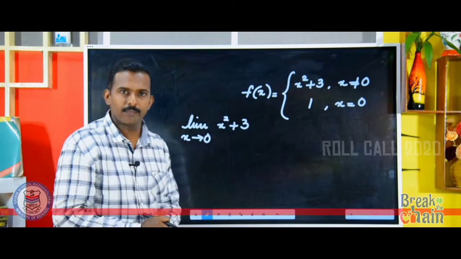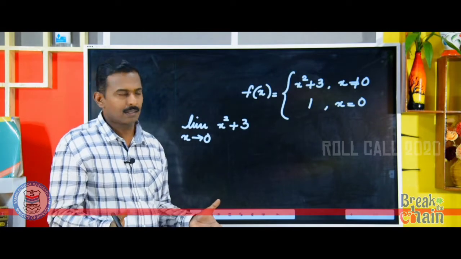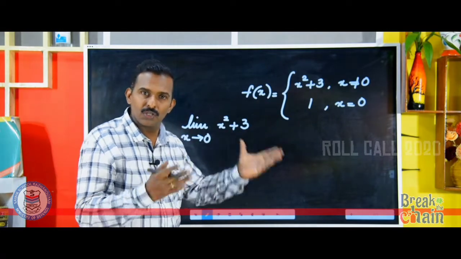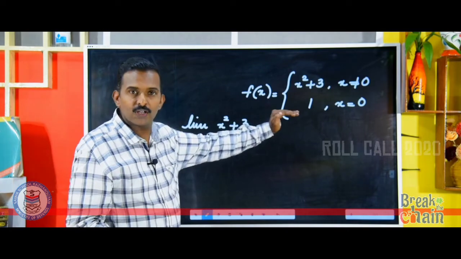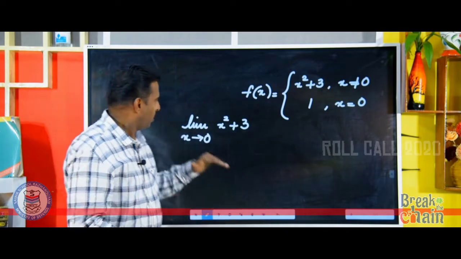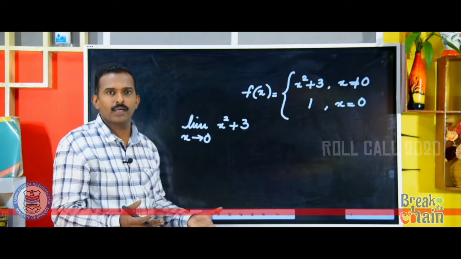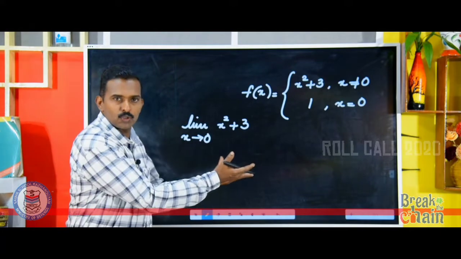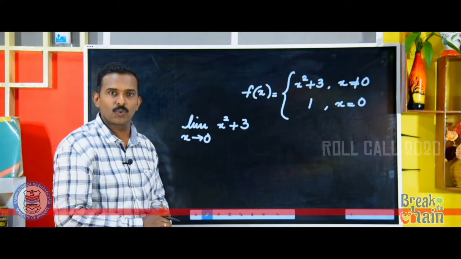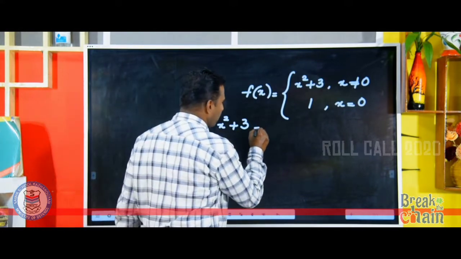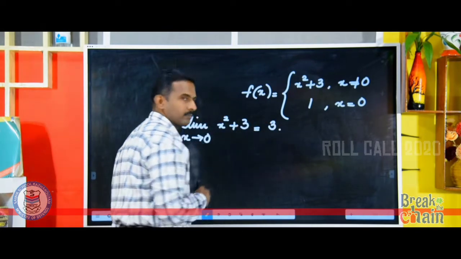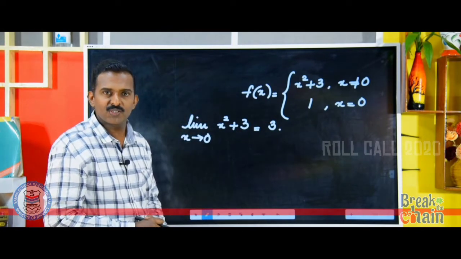We will calculate the limit. There is no LHL and RHL because 0 minus and 0 plus everything falls at x not equal to 0. Therefore, limit value. How will you calculate the limit value? Direct substitution. X is given the value 0. 0 square plus 3, 3. Limit value is 3.